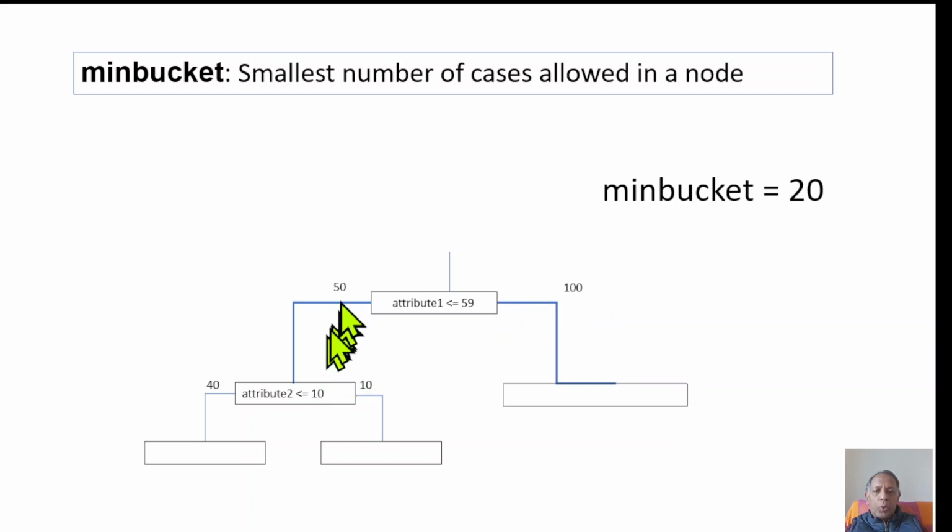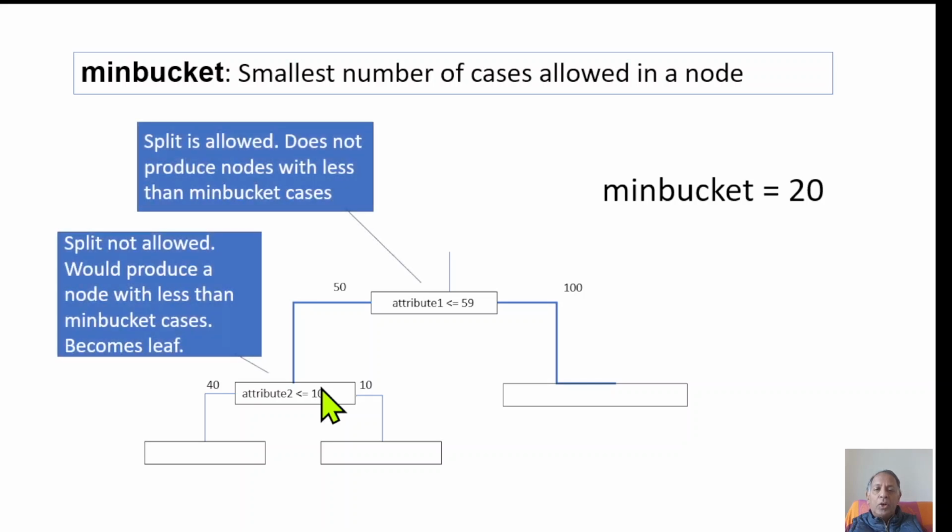So let's consider this node now. This one has 50 cases, and the potential split is attribute 2 less than or equal to 30. But if you did that split, you would create nodes of 40 and 10. 40 is fine, but 10 is not fine, because now if you did the split, you're creating a bucket of size 10, which is less than min bucket. So this split is not allowed. That's how these two criteria work to control the size of the tree that we build.